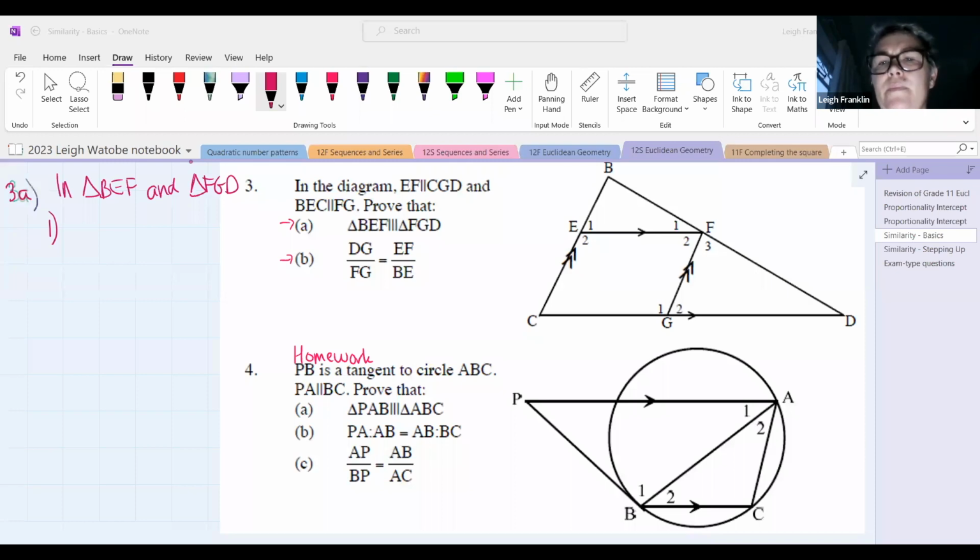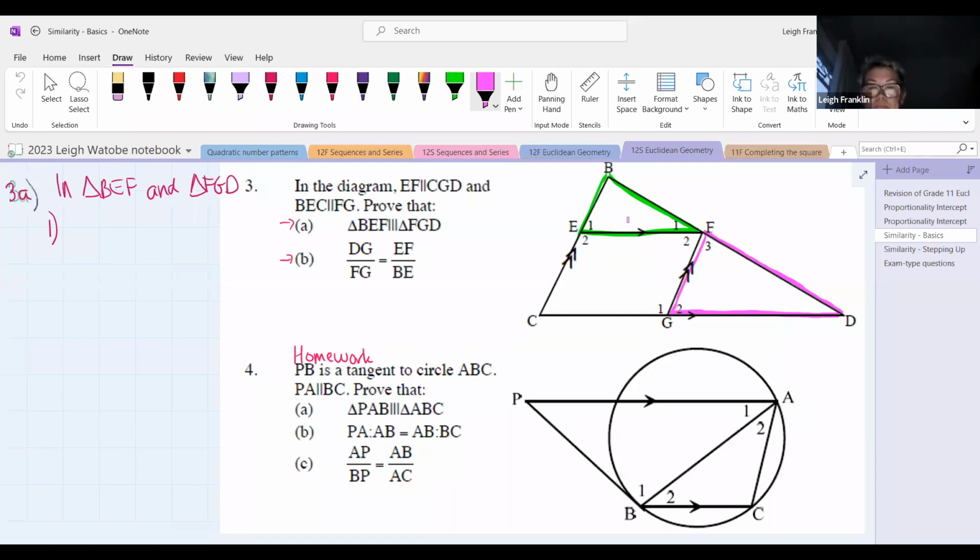EC equals FG. Okay, so which angles can you say, because remember we're working in triangle BEF and we're also working in triangle FGD. I'm going to highlight those. Which angles do you think are equal in these two triangles?